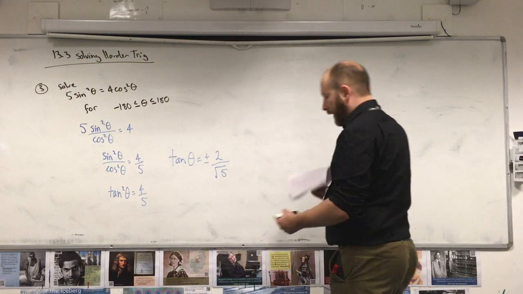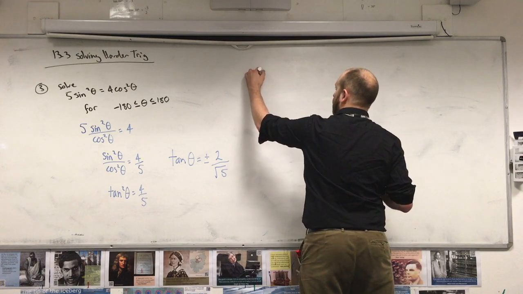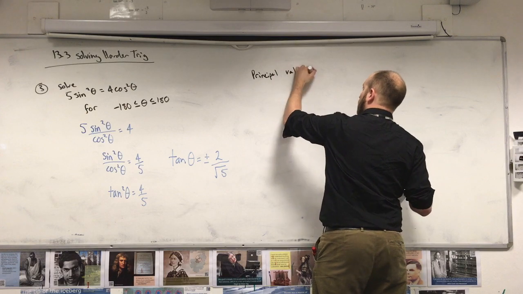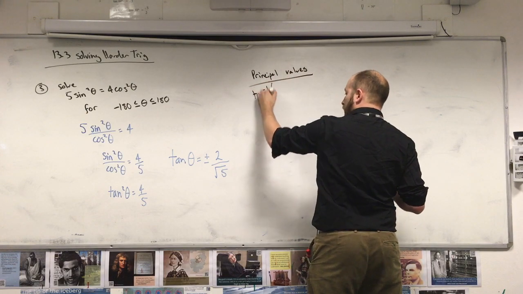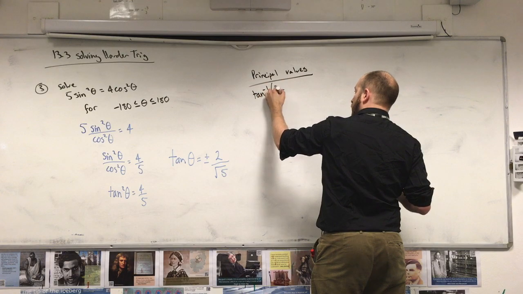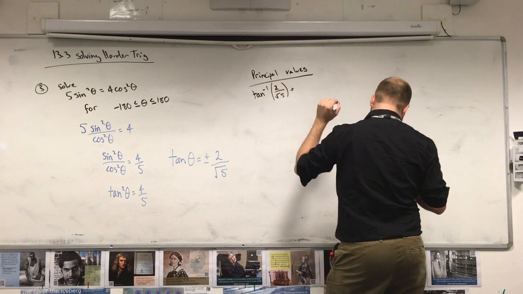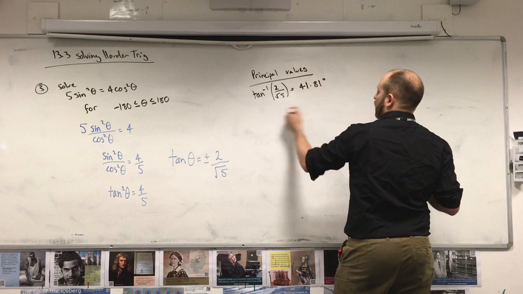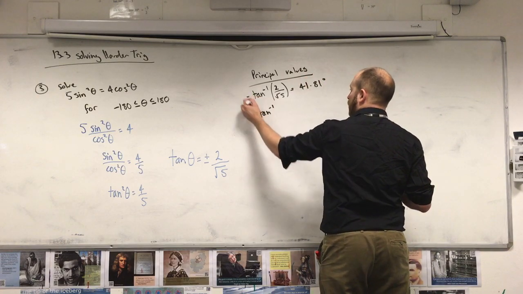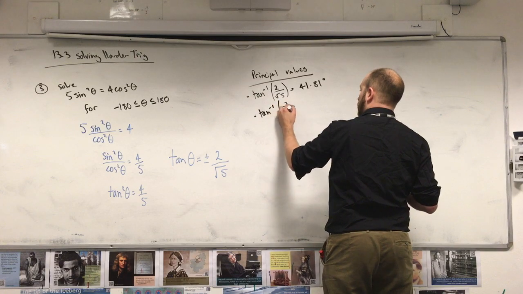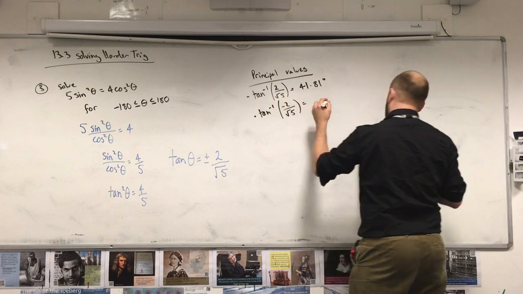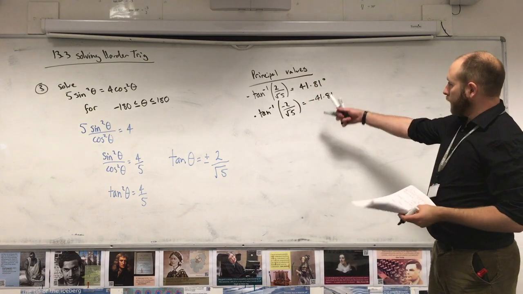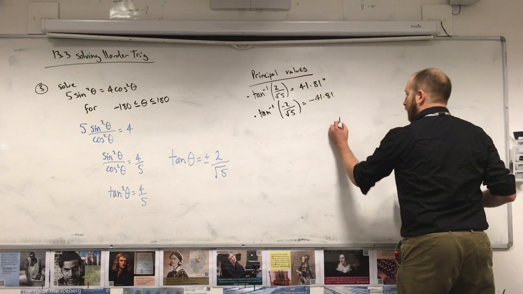So we'll find our principal value next. Or principal values, because there's plus and minus. So tan to the minus 1 of 2 over root 5, which gives us 41.81 degrees. And tan to the minus 1 of minus 2 over root 5, which gives me minus 41.81. So we've just got to find all the equivalent values between minus 180 and 180.